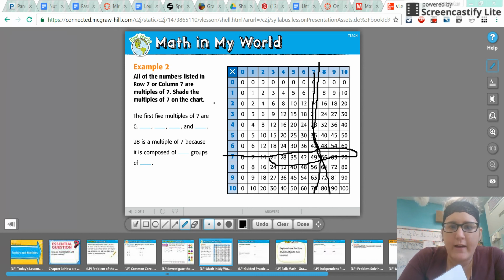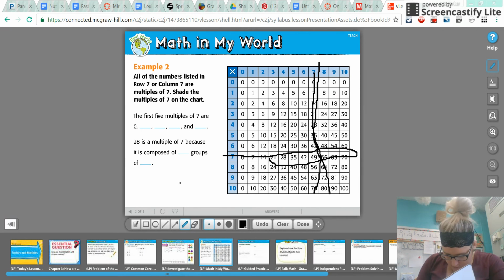Okay, so the first 5, if we look over here, are 0, 7, 14, and 21. Oh, I'm sorry, 0, 7, 14, 21, and 28, first 5. So 28 is a multiple of 7 because it's composed of how many groups of what? So let's see. And we're going to follow that 28. Looks like it is 4 groups of 7. See how you can line that up? 4 groups of 7. This chart makes it a lot easier for you.